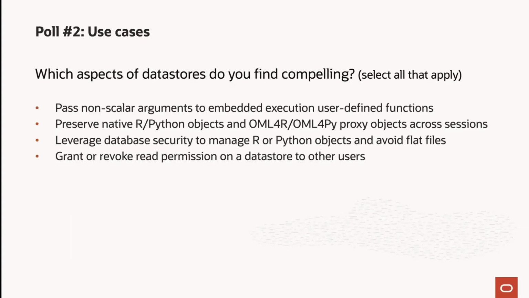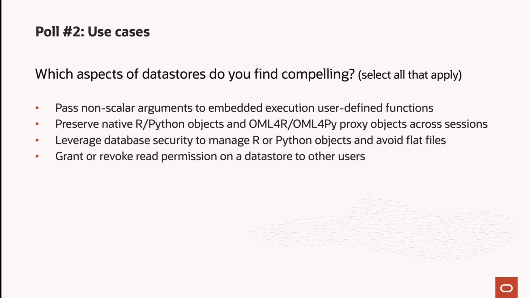So I will pass it back to Mark for our second poll. All right, thanks, Akash. So the question we have here is, which aspect of data stores do you find most compelling? Is it the ability to pass non-scalar arguments to embedded execution user-defined functions? Is it to preserve native R and Python objects and OML4R, OML4Py proxy objects across sessions? Perhaps to leverage database security to manage R or Python objects and avoid flat files, or to grant or revoke read permission on a data store to other users.